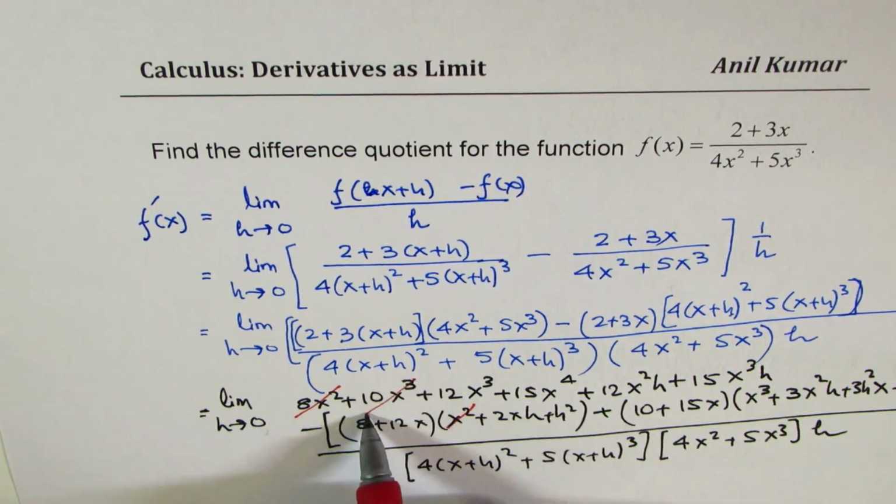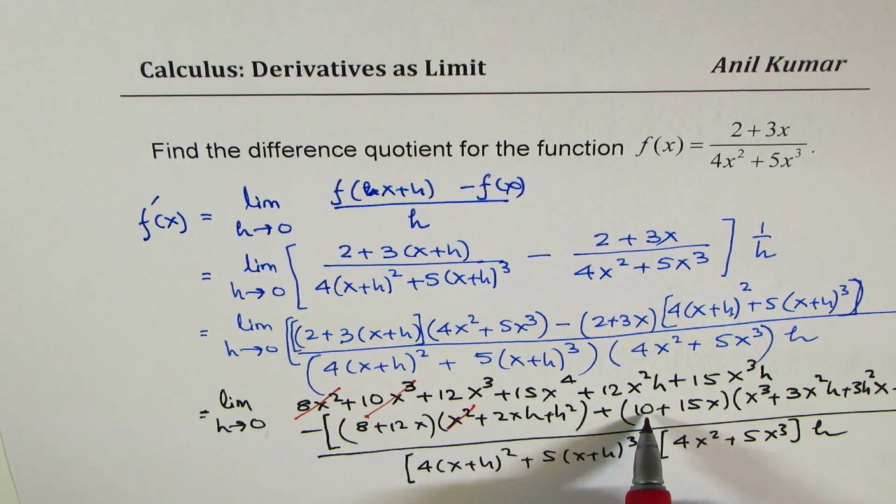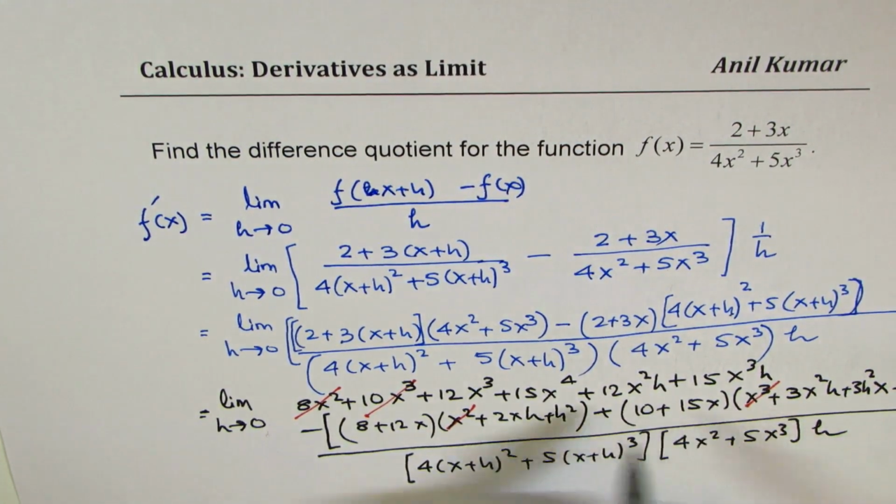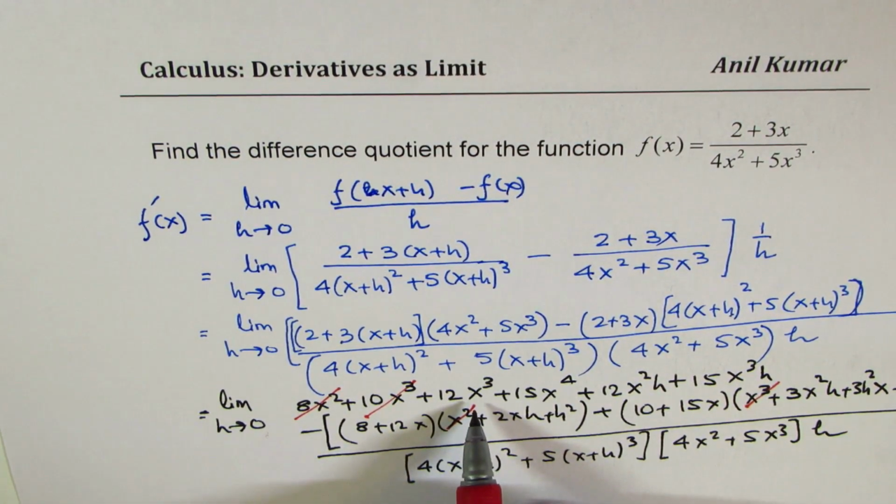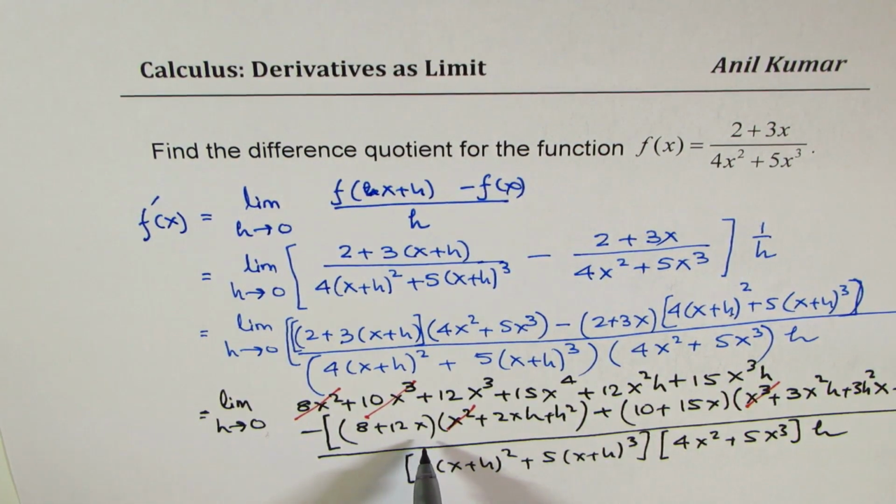Similarly, 10x cubed is going to cancel by 10 times x cubed. 12x cubed means it gets cancelled by 12, because this gets multiplied again with x squared. So there are actually two terms here. Now, that's kind of risky, but I hope you understand. When you multiply by 8 and by 12, you get 12x cubed, so it gets cancelled.